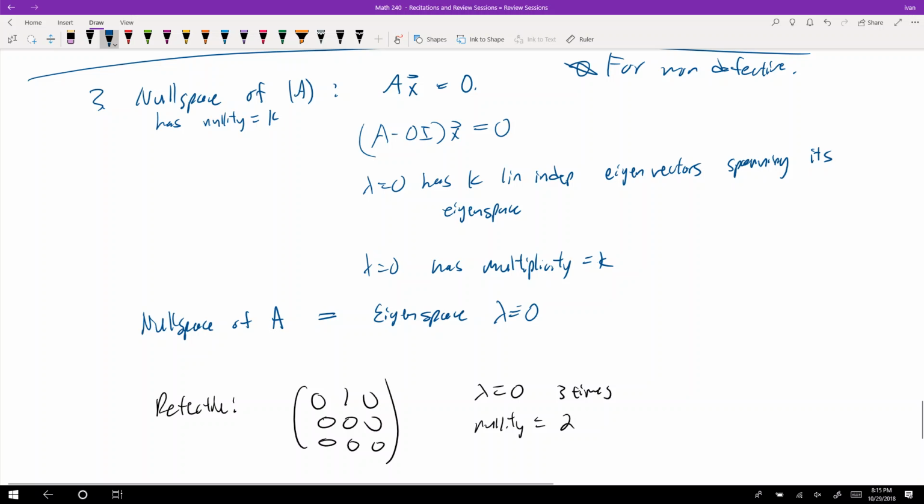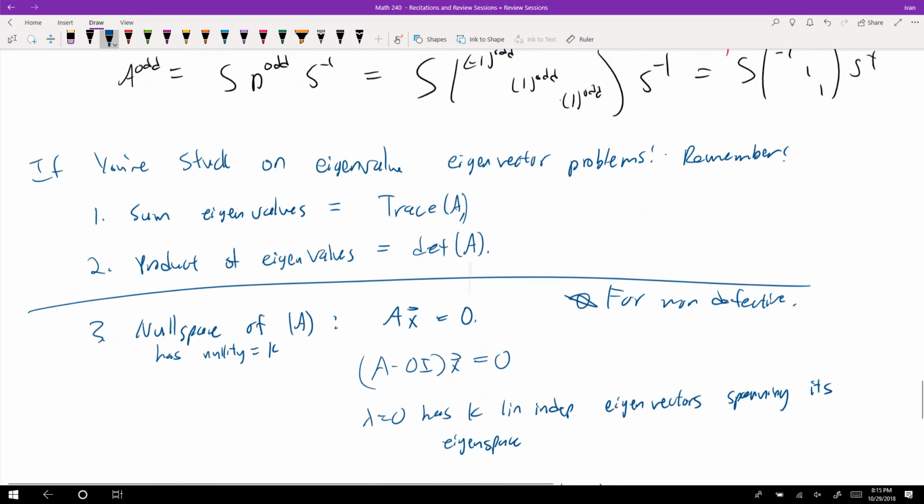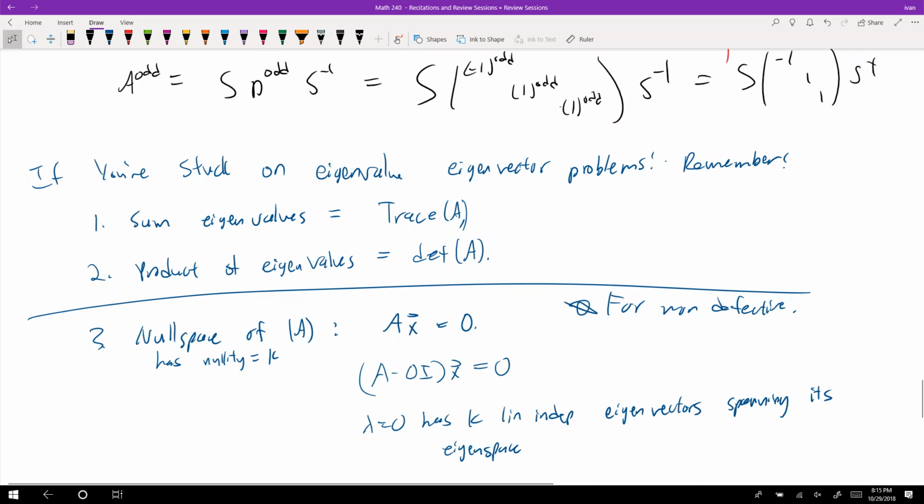But what's the null space? Then for lambda equals 0, the nullity is 2. No, because you have to satisfy these two conditions, and these two conditions are always satisfied.